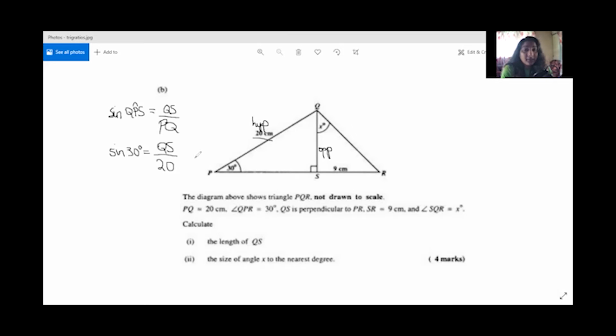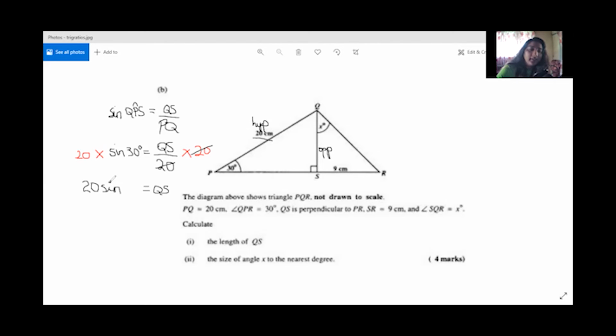So we know from the video, whenever we're trying to find the length of a side, we always have to transpose. We need to make this unknown the subject. So in this case, the unknown here is QS. This is the length that we want to find out. We're going to transpose so that we'll make QS the subject. So this means from here, I need to multiply both sides of my equation by 20. When I transpose, the next thing I need to do here is just simplify the statement.